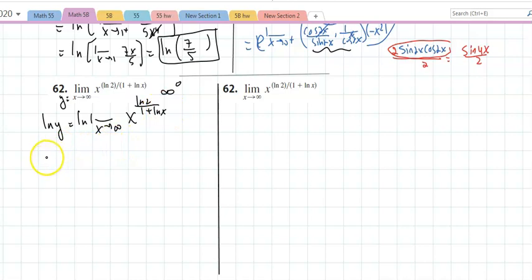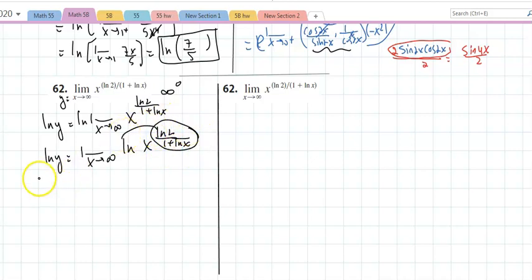Now, by properties of logs, natural log of y equals the limit as x approaches infinity of natural log of x to the natural log of 2 over 1 plus natural log of x. One of the properties of logs, you move this up front. So natural log of y equals the limit as x approaches infinity of natural log of 2 over 1 plus natural log of x, times natural log of x. I have two options. Either I could think of this as multiplication, or I could think of this as division. Let's see how that works.